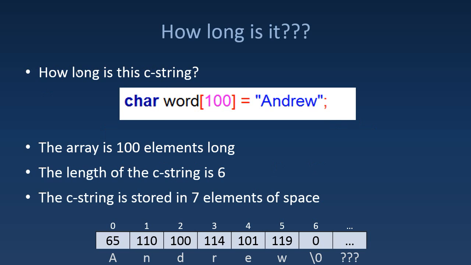Which brings up kind of a weird point. How long is this C string? It's got room for 100 characters. It's initialized with Andrew. Right, so the array itself is 100 elements long. The length of the C string, the logical length, would be 6 characters. And if you asked a function that was designed to look at C strings, hey, how long is this? They would give you that answer. But to store those 6 characters, we actually need 7 elements in this 100 element array, because we have to store the 6 real characters plus that null.